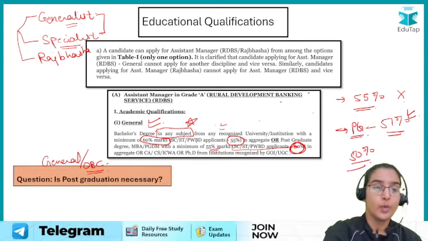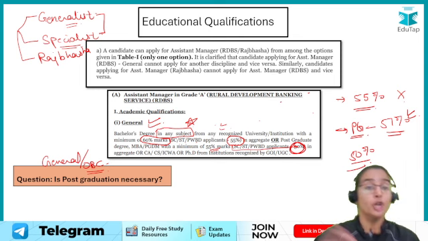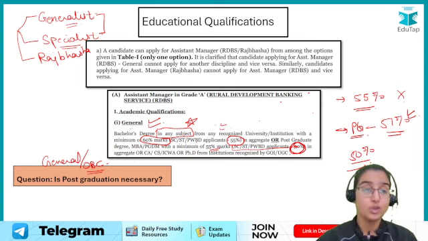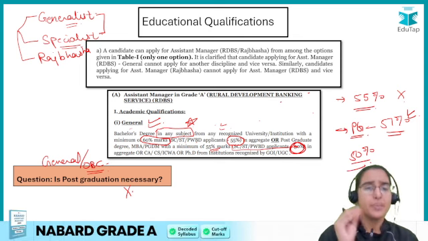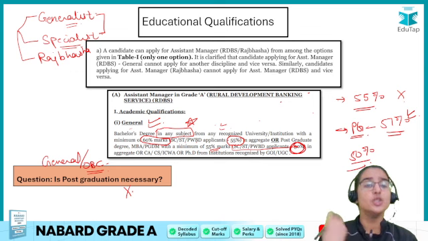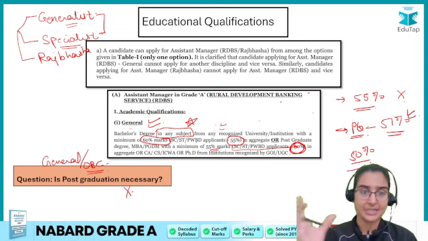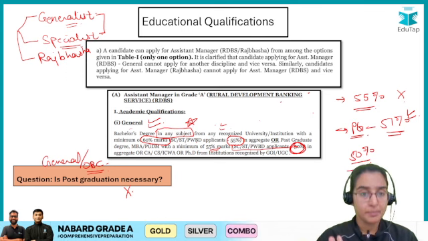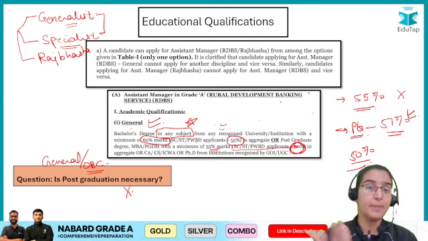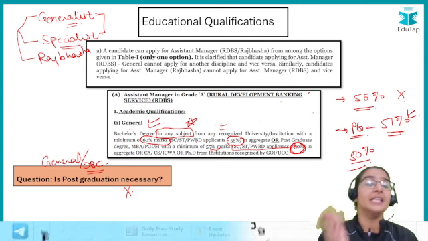Now there are two questions which arise in the minds of students. The first question is: is the post graduation necessary? No students, post graduation is not necessary. As a graduate also you can apply for the NABARD Grade A examination, but suppose you are somebody who is not meeting the 60% marks criterion required in the bachelor's degree, and you have a graduate degree with a minimum of 55% marks, then you become eligible.